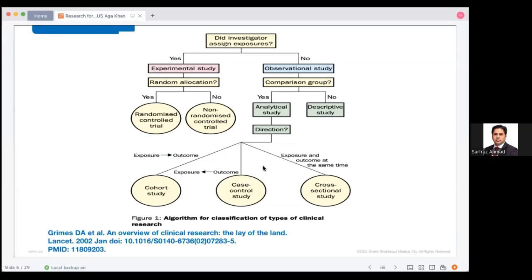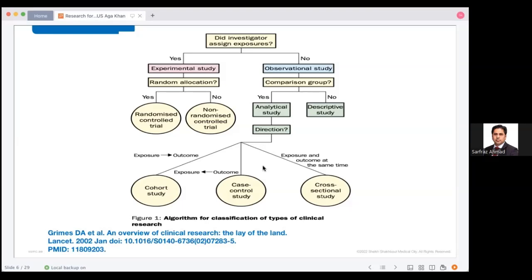So this is one paper. I think I have put a PubMed ID and DOI of this paper. This is a very nice paper written by Grimes and published in the Lancet in 2002. It is not a very big paper, about 2 to 3 pages, but it gives a very nice review of the types of studies. Often as physicians, we don't read about the different types of studies.